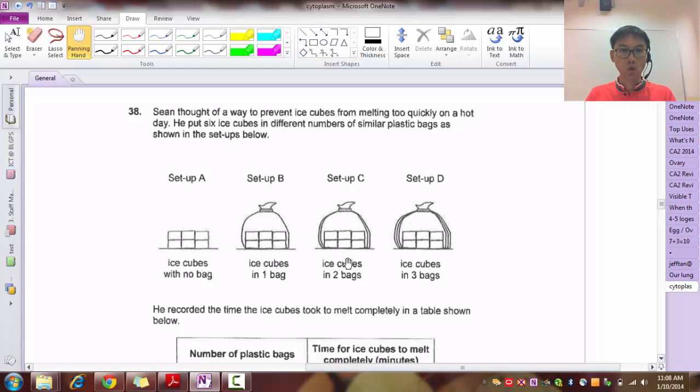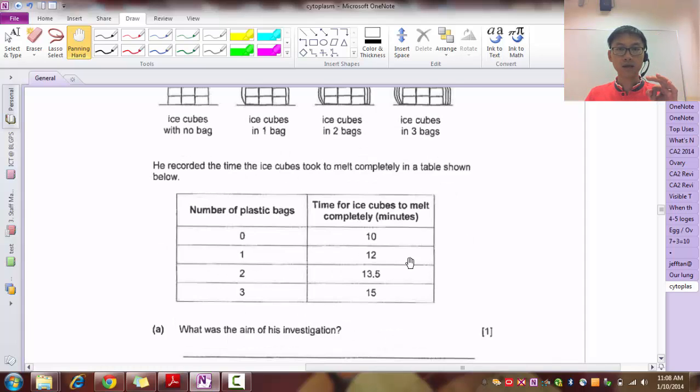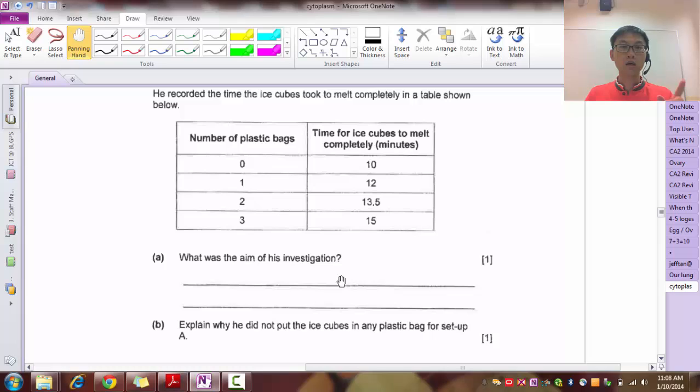So setup A has no bag, setup B has 1 bag, setup C has 2 bags, and setup D has 3 bags. And then the time taken is recorded here. The first question is, what is the aim? Why is he carrying out this experiment?